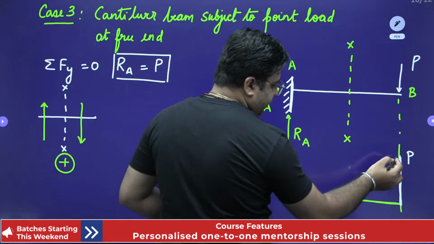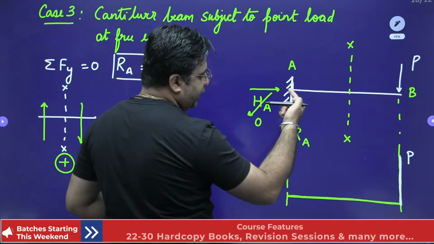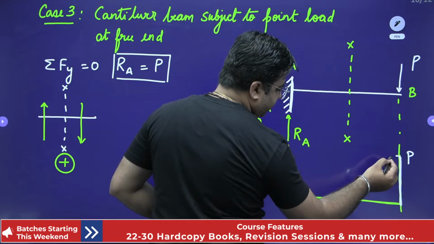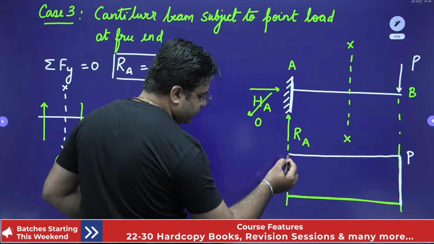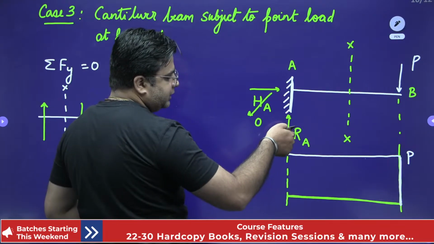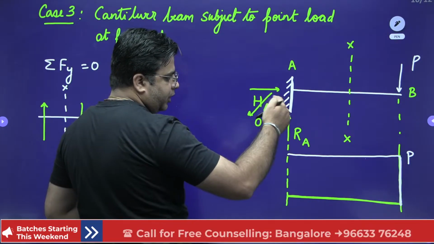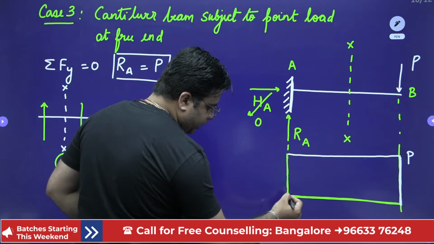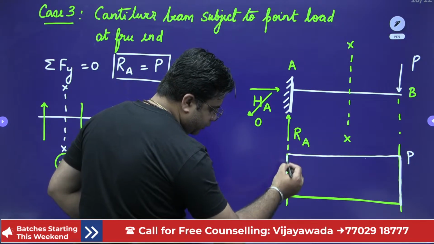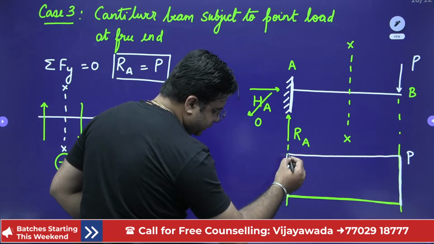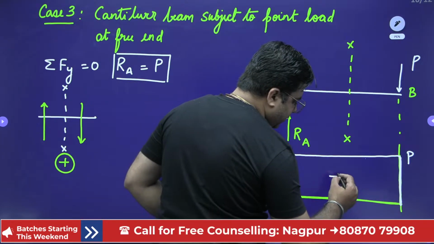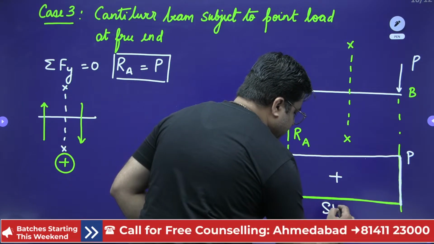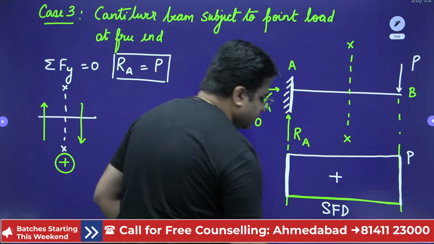Then there is no load acting between point B and point A, so the shear force diagram will be constant like this, right? Then this RA is acting upward, and we are on the right of the section, so we have to move down by the amount of RA, and that is equal to P. So this is my shear force diagram, and this is positive.